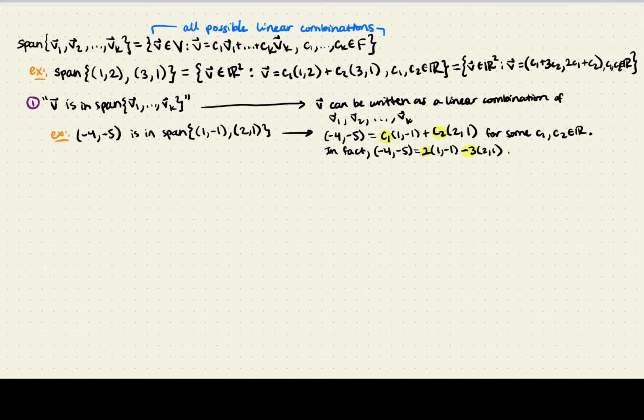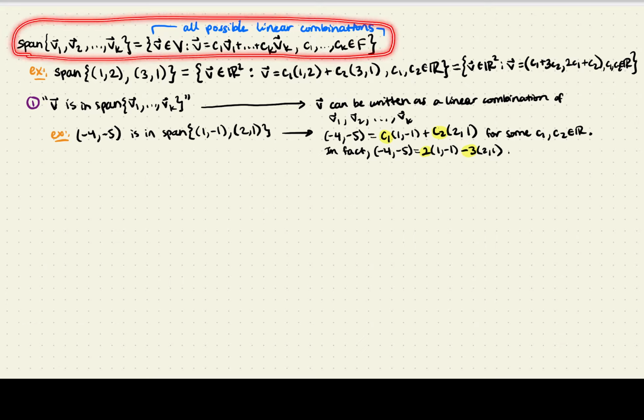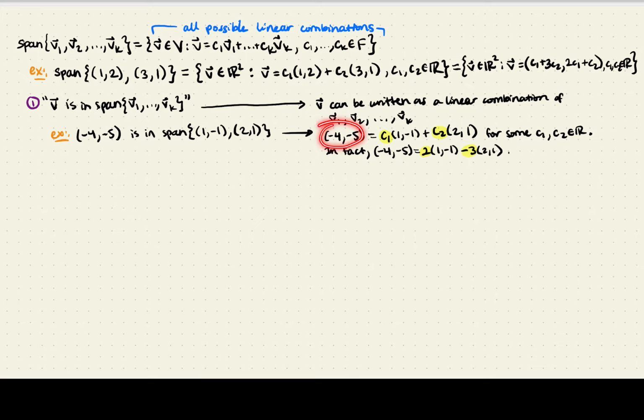So because I can write -4, -5 as a combination of the two vectors, this vector -4, -5 is in the span of those two vectors because it is one of the possible linear combinations. Remember, the span contains all possible linear combinations. -4, -5 happens to be one of them, so it is in fact in the span. So that's what that phrase means. If you have a vector that's in the span of other vectors, then that vector can be written as a linear combination of the vectors in your set.